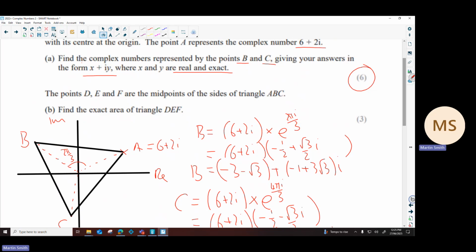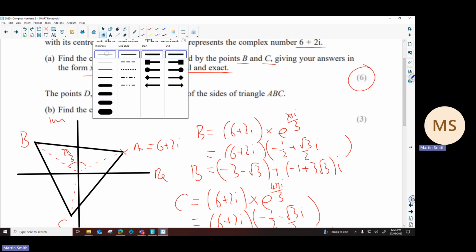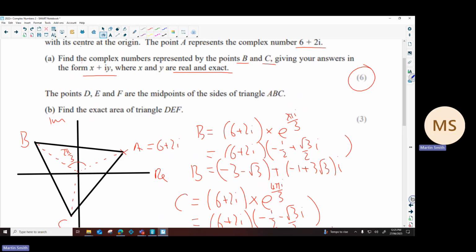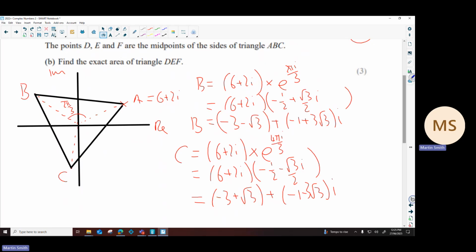We now need to worry about part B. So it says the following. Maybe I'll go blue for part B, folks. Okay. Points D, E, and F are the midpoints of the sides of the triangle ABC. I want to work out the exact area of triangle DEF. So let's just call them, it doesn't matter which I call which, let's call these points D, E, and F. So somewhere D is somewhere around about here, E is somewhere around about here, F is somewhere around about here. It is triangle DEF which I need to work out.